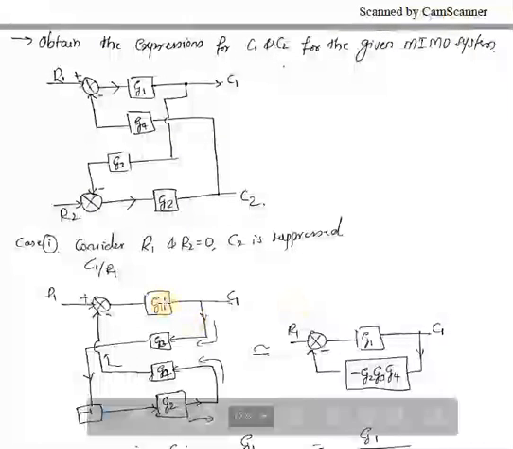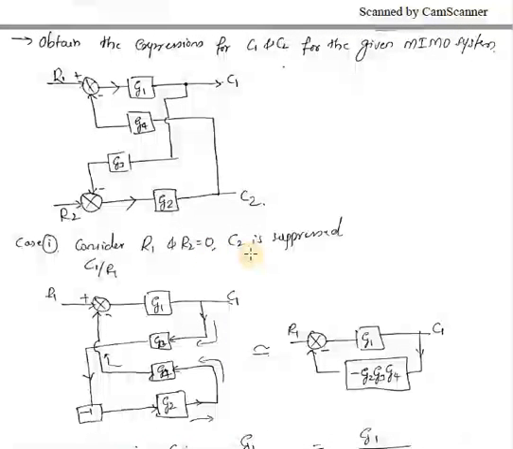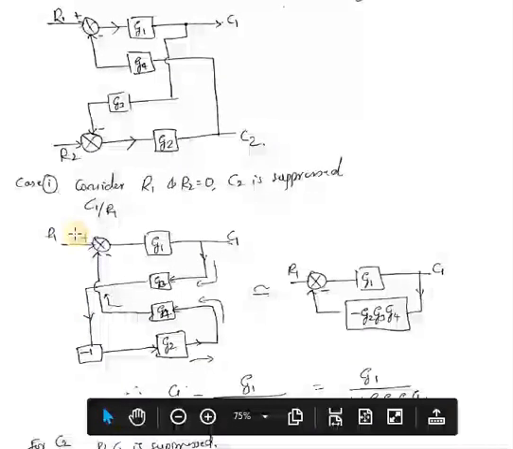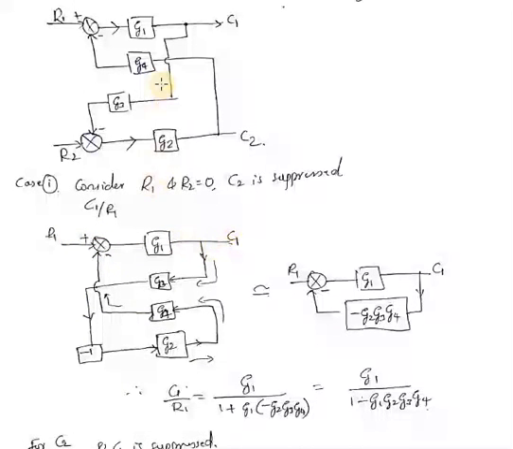So first I will consider R1 as the input and I will ignore R2, and C2 is suppressed. I will consider C1 as the output. So in that case your block diagram will be, I am eliminating this and I am suppressing this C2. So your block diagram will be like this: R1 as it is, G1, C1 as it is. Here this contains a summing point.